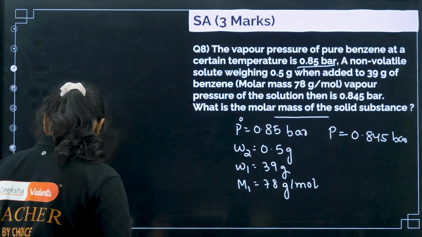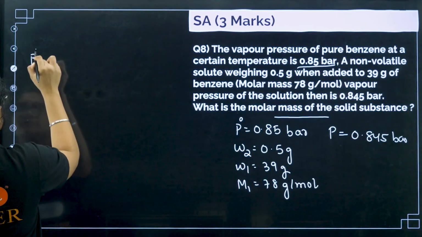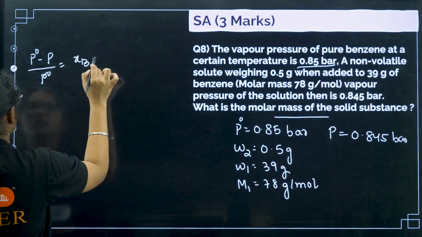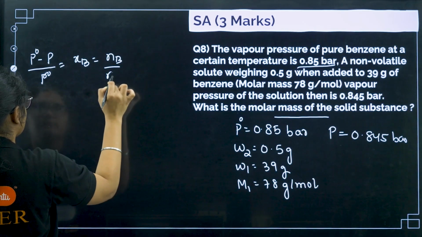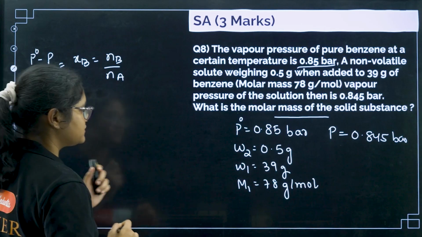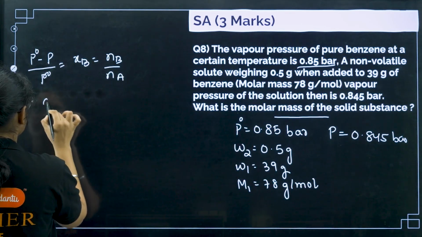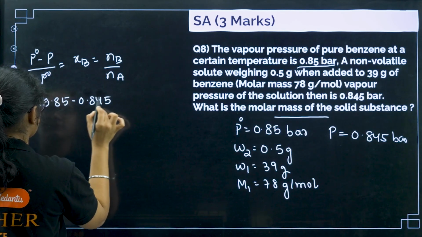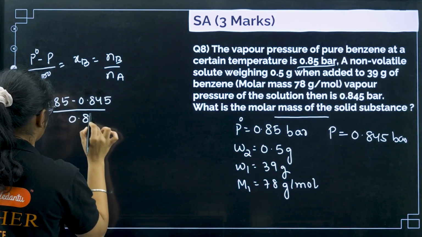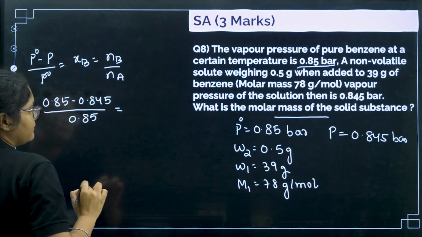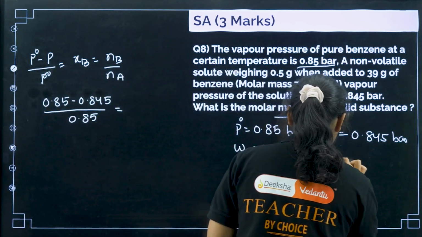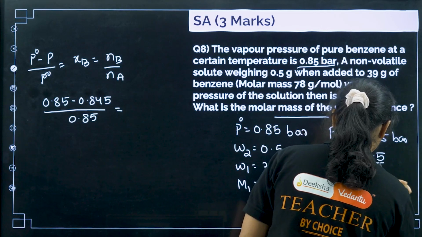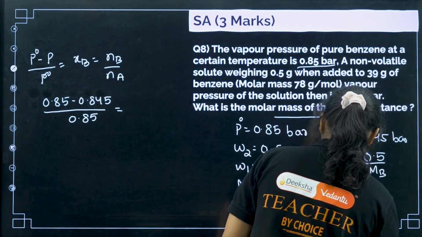What is the molecular mass of the solid substance? Again the same formula, relative lowering of vapor pressure, right? P naught minus P by P naught is equal to XB or NB by NA, right? So what is P naught value here? 0.85 minus 0.845 divided by 0.85. NB, so what is NB here? Number of moles of solute. So that is 0.5 by MB, which we need to calculate, and NA.